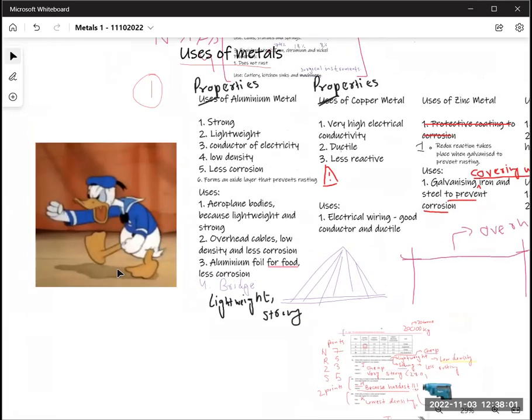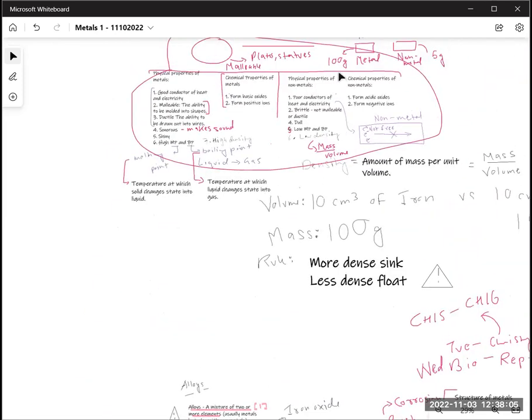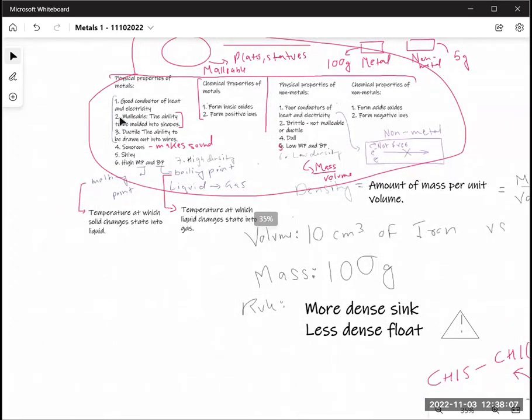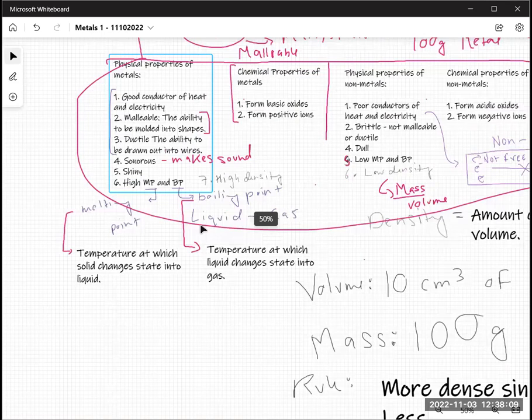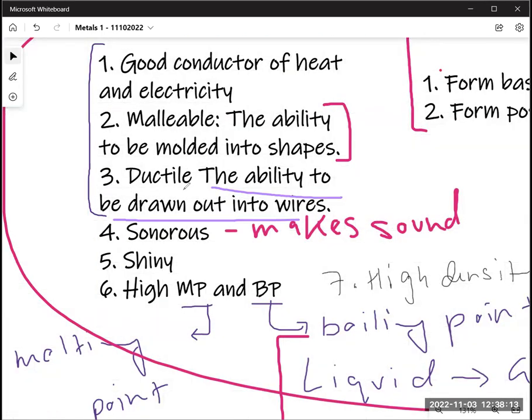So let's see right here. I think it's given over here. What is the meaning of ductile? Read this word out loud, Neha. Ductile: the ability to be drawn out into wires. Yeah, exactly. You said exactly the same thing. Now I need this in your notebook afterwards, not right now. We'll finish that first, and we'll write that afterwards.